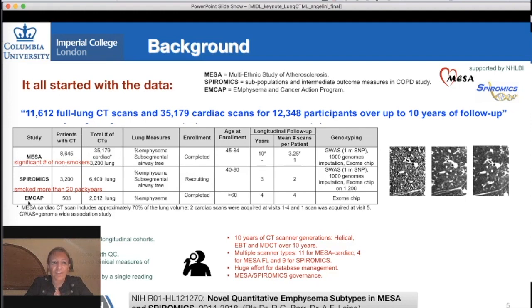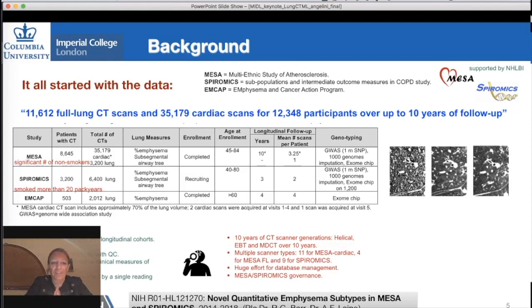And you can see the different studies here: the number of patients with CT scans, total number of CTs, etc. One thing to note is that MESA is what we call a non-disease cohort, as it didn't focus initially on lung disease, and there is a significant number of non-smokers recruited in this cohort, while Spiromics is a disease-specific cohort which enrolled people who smoked more than 20 pack years. The other thing to notice here is that both cohorts have GWAS data, enabling genotyping of any markers we would discover on those data.